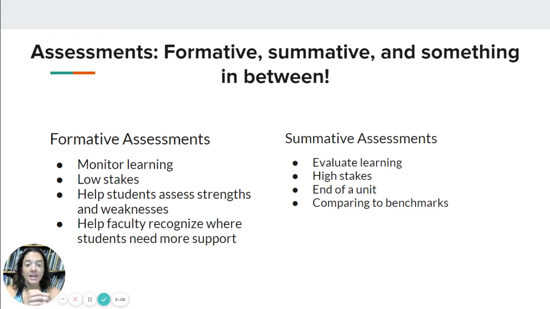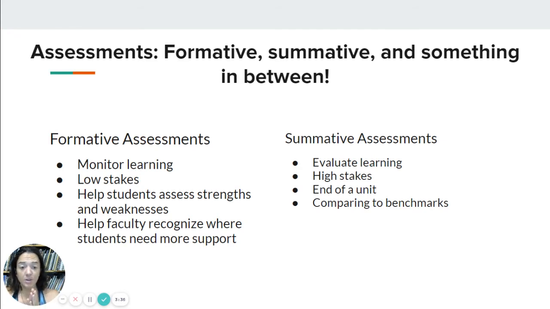Summative assessments are usually at the end of a class, and it's how much did we meet our learning objectives? It's the big picture, end of the course or end of unit stuff meant to evaluate learning. So it's not this ongoing process of monitoring learning, but it's much more about evaluating learning in a more final sense. These tend to be high stakes, a final paper, a final exam, something like that. And a lot of times these are comparing to benchmarks.